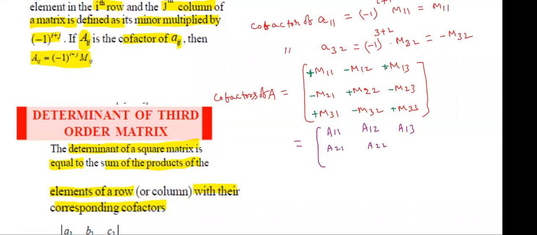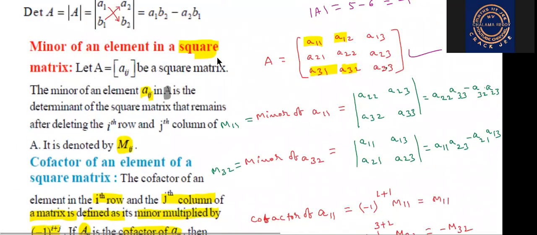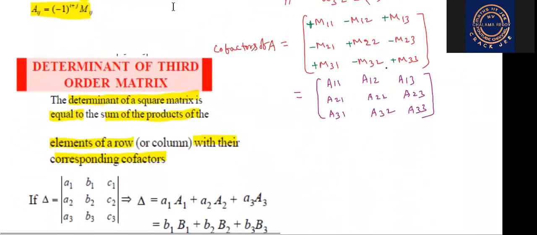A21, A22, A23, A31, A32, A33. These are the cofactors of the A matrix, whatever we have taken here. Okay. Now, what does the determinant mean? The determinant of a square matrix is equal to the sum of products of the elements of a row or column with their corresponding cofactors.